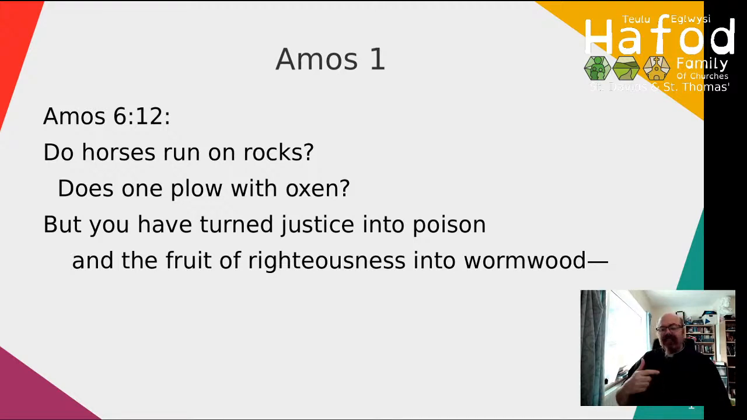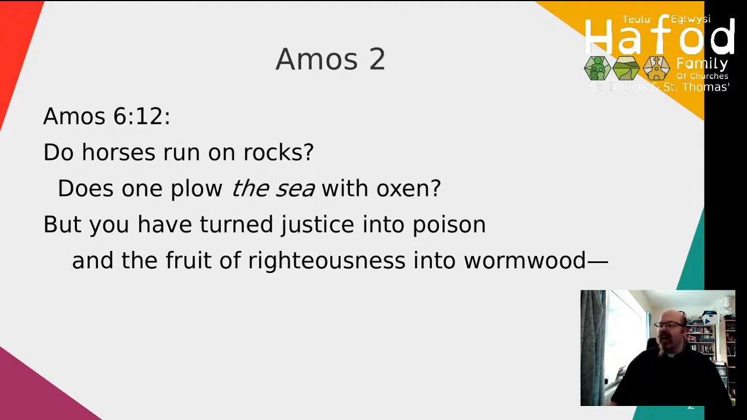When we begin to look at the variants of this text, we can see that one of the possible variations is that this line should read, does one plough the sea with oxen? To which the answer is obviously no. In some of the variations, it is a plausible translation of what we have. And suddenly the verse is making sense. Do horses run on rocks? No. Does one plough the sea with oxen? No. So you can get the rhetorical device working.